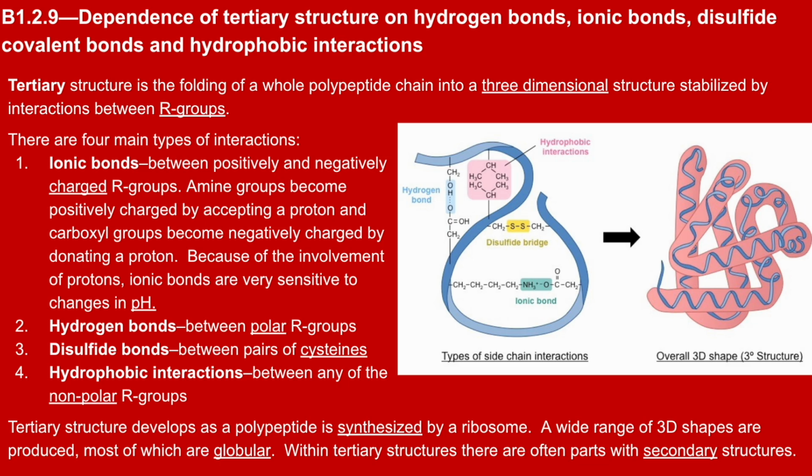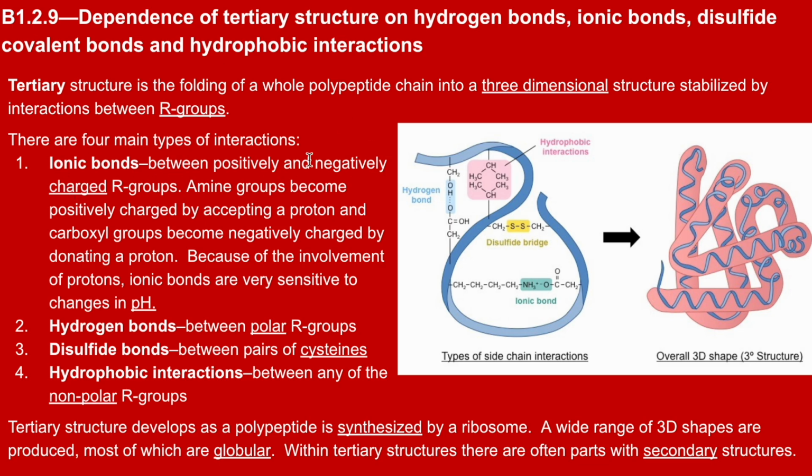Okay, and based on their chemical properties, it's going to form into the same 3D shape every single time. This is going to be important especially for globular proteins like enzymes that need to have the exact same active site shape in order to react with its specific substrate.